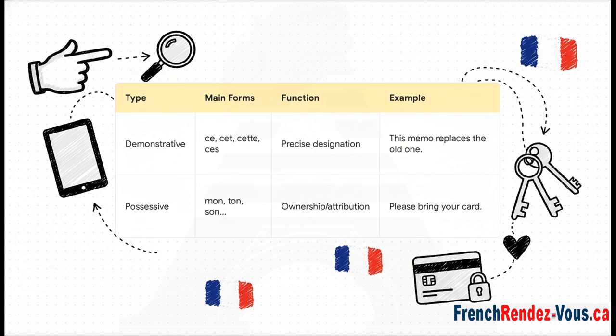Then you have the possessives, like mon, ton, son. These show ownership. And here's the key thing to remember. They agree with the thing that's owned, not the owner. So in merci d'apporter votre carte, it's please bring your card.